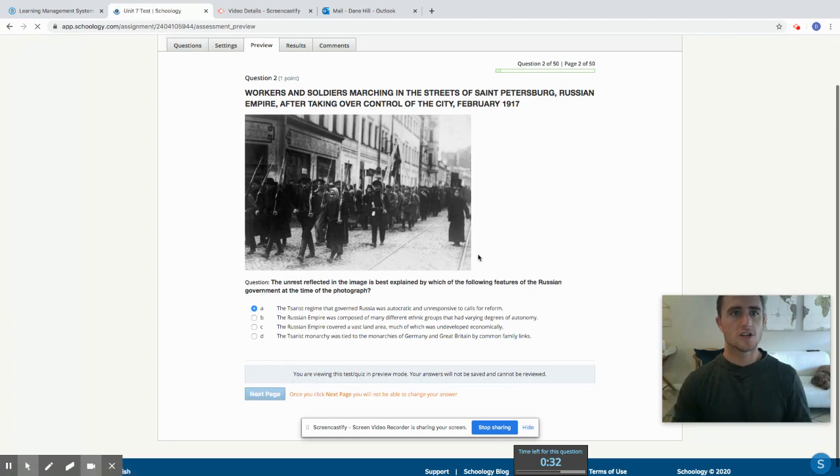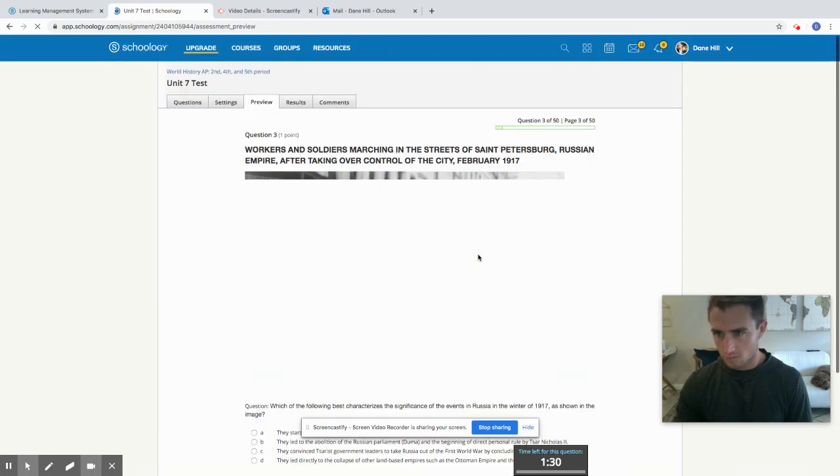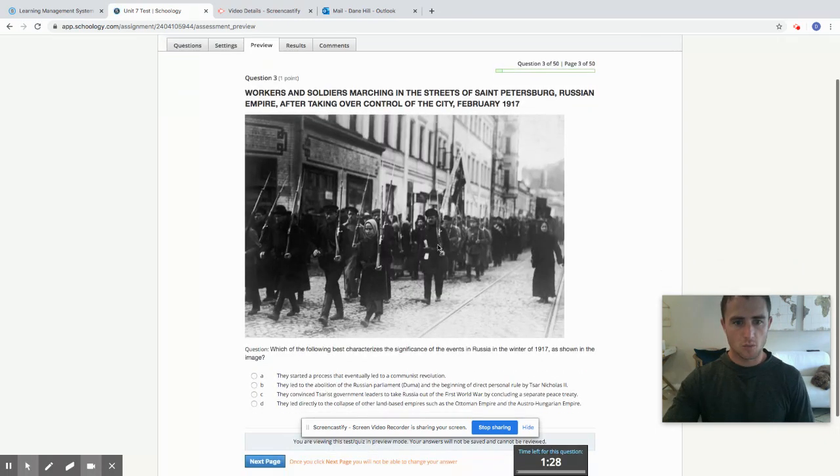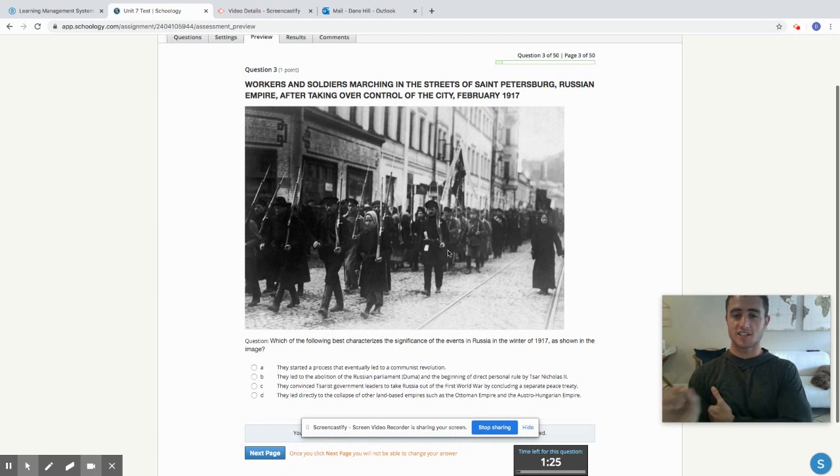Okay, question number 3. Which of the following best characterizes the significance of the events in Russia in the winter of 1917 as shown in the image? What's the significance of these soldiers and workers marching on St. Petersburg, capturing their own city? This looks like the start of the overthrow of the Tsar. And so did they start a process that eventually led to a communist revolution? Yeah, that's looking really good right there.